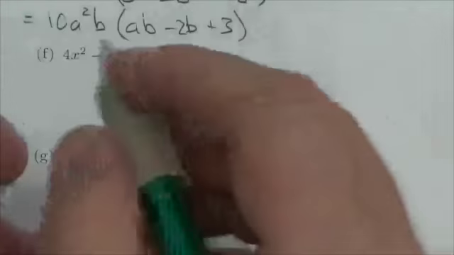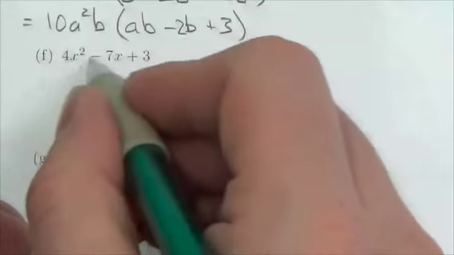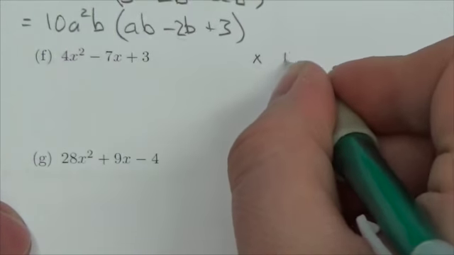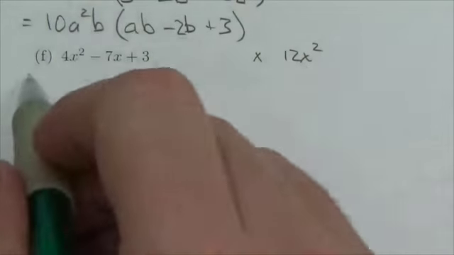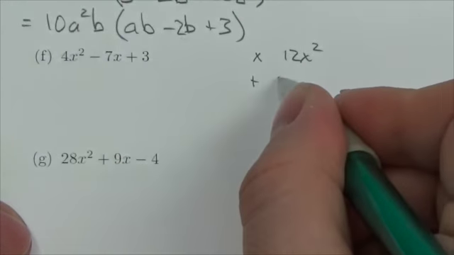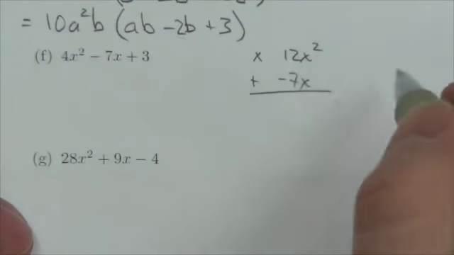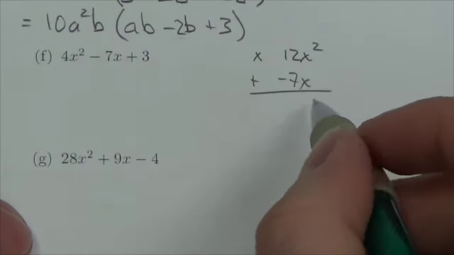So we're going to approach this the way we do with trinomials. We're going to take that first term, multiply it by the last term. So we're looking for two numbers whose product is 12x squared, and whose sum is going to be that negative 7x. Okay, now this is the hard part when it comes to factoring, is coming up with these.